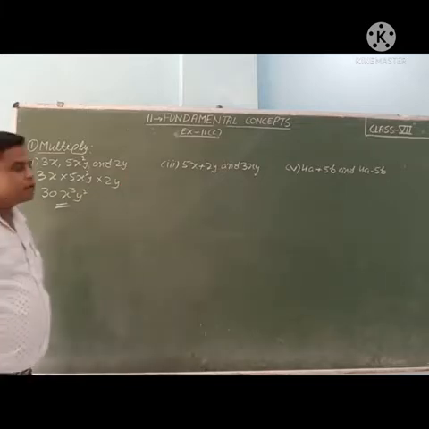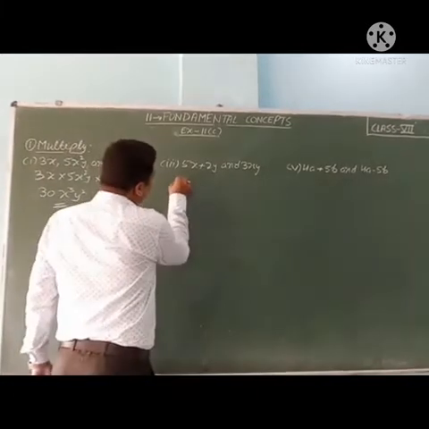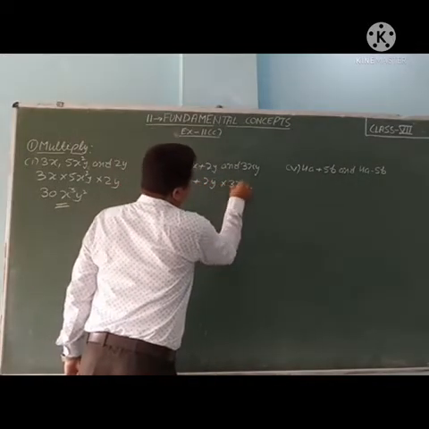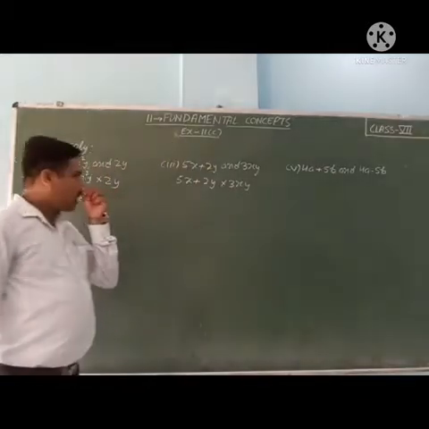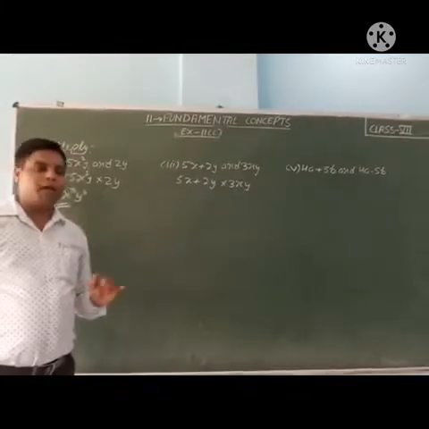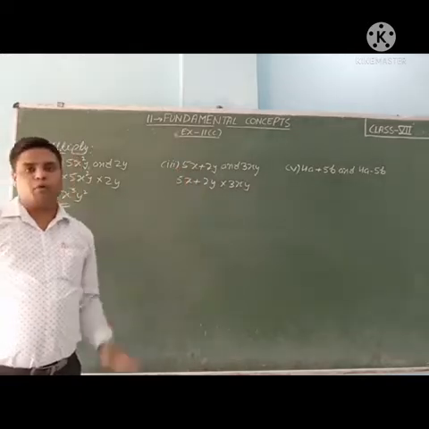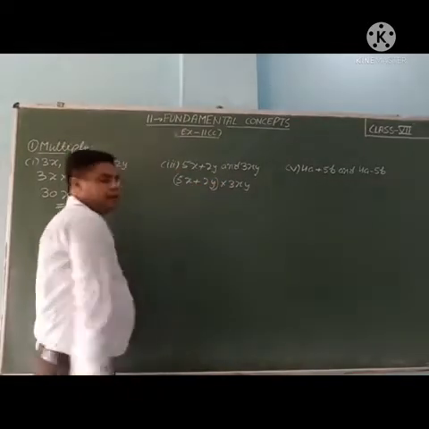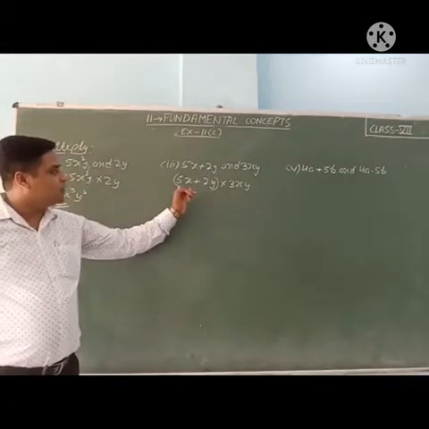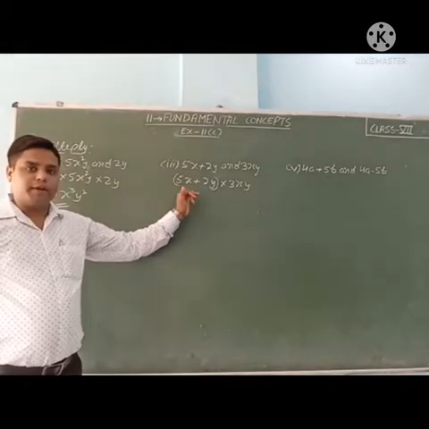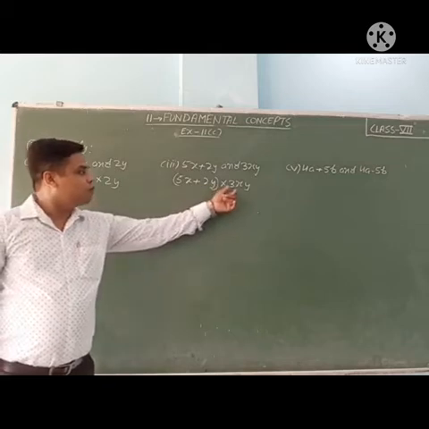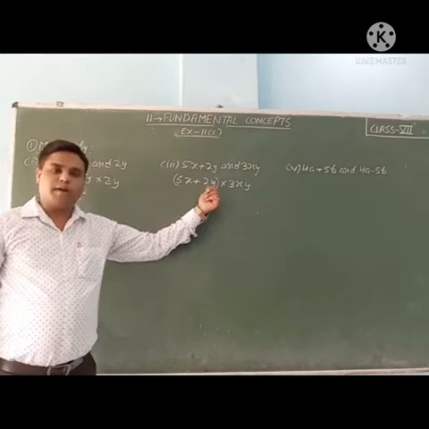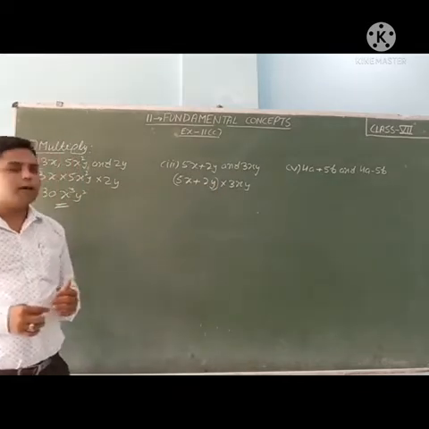Move to the third part: (5x plus 2y) multiplied by 3xy. Students, here we are multiplying a binomial by a monomial. So in this, we take the binomial inside the bracket. Why? Because we have to multiply once by 5x and once by 2y. So we will take it inside the bracket.